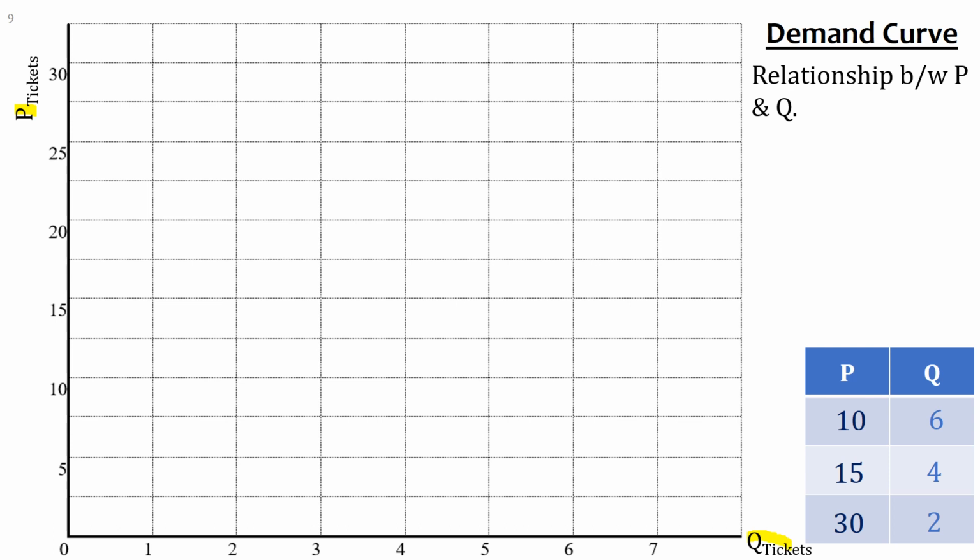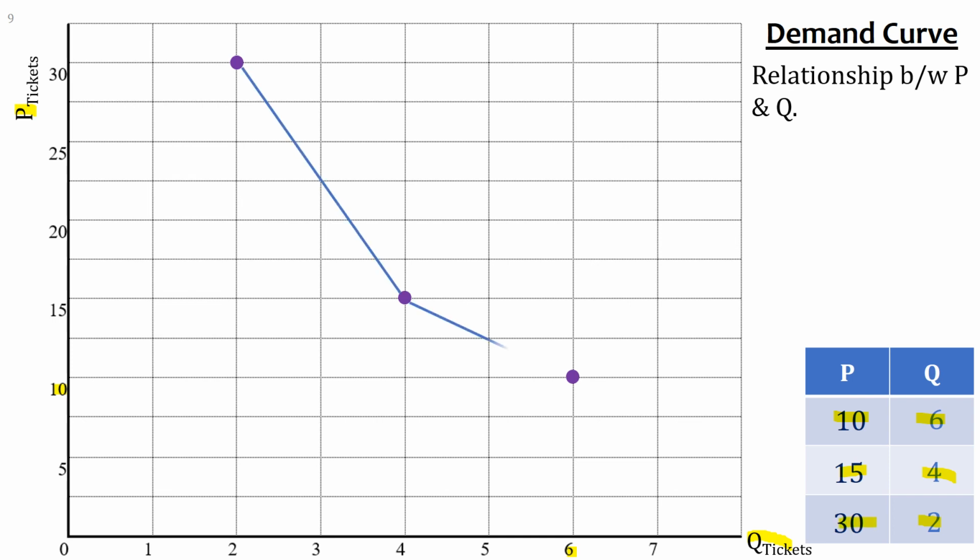Forget about drinks here. The first point that we have is where the price is 10 and the quantity is 6. So you have to find that point. So it's going to be 6 and 10. So the point of their intersection is going to be somewhere around there. And the second point is going to be 15 and 4. So when the price is 15 and the quantity is 4, and the last point is when the price is 30 and the quantity is 2. All right, so that's going to be our third point.